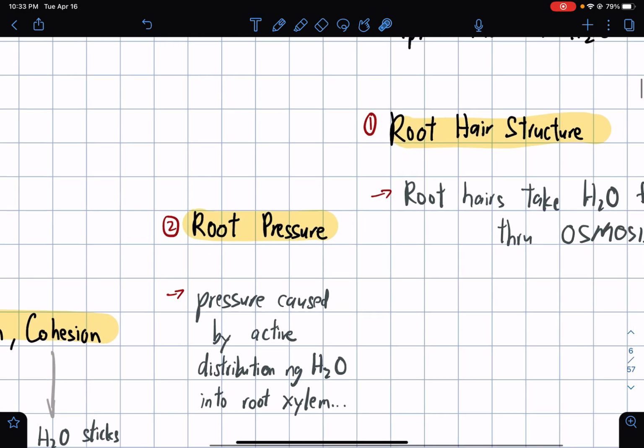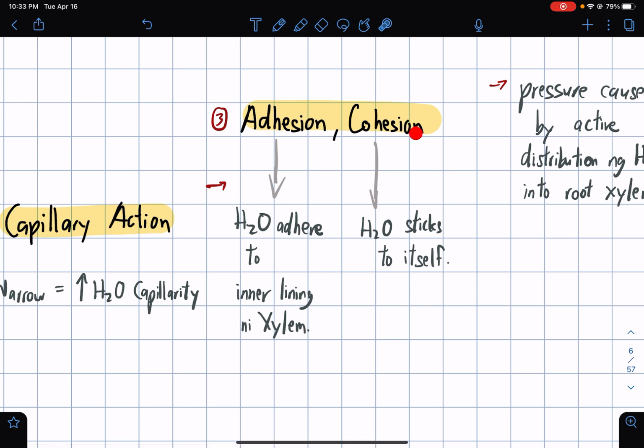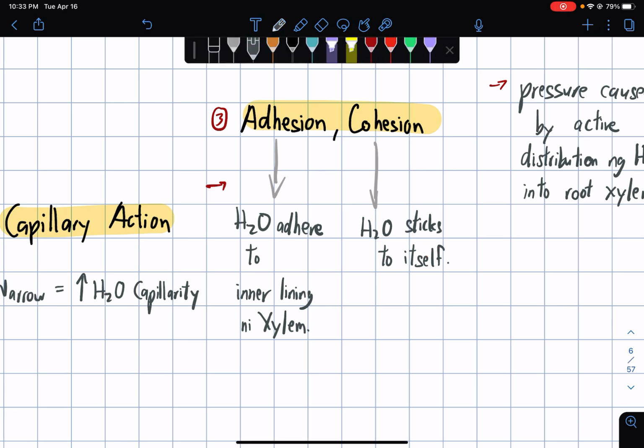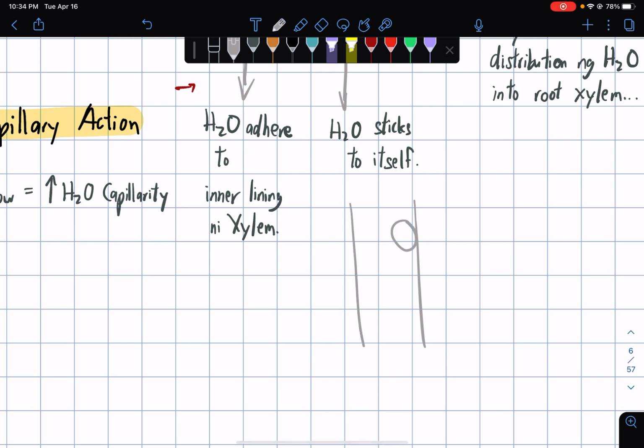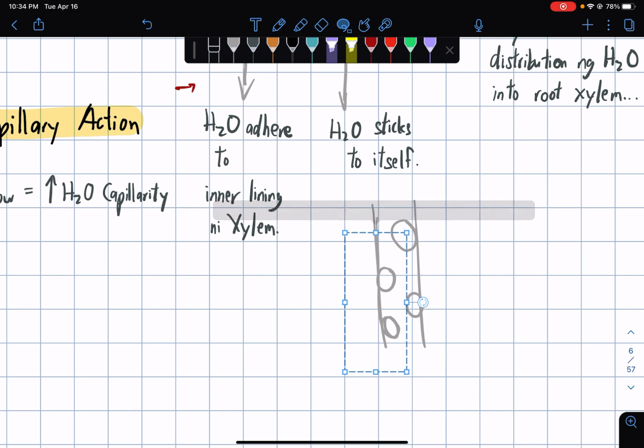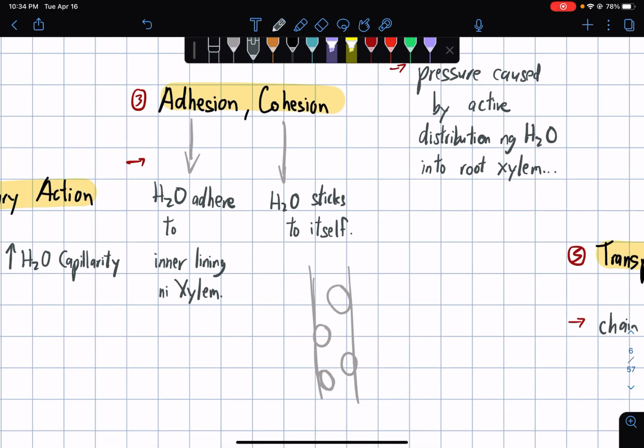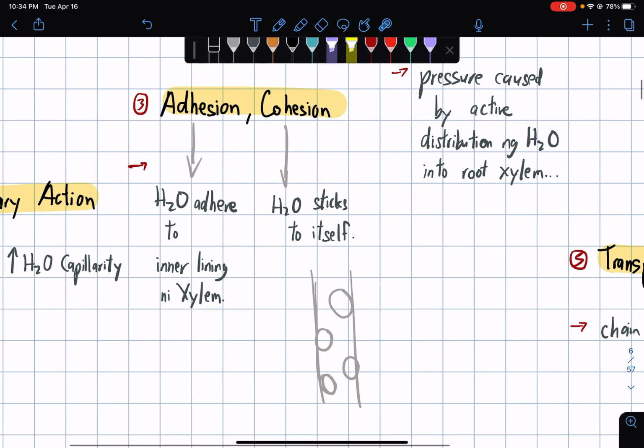Okay, basically there's pressure. Adhesion and cohesion. For cohesion, basically water sticks to itself. We all know that H2O is like this: the atoms of H2O, hydrogen and oxygen, the three of them stick together. For adhesion, there is a tendency for water to adhere to the inner lining of the xylem. Let's say this is the xylem. The water molecules adhere to the walls, the inner lining. And the narrower the xylem, the higher the root pressure, and the better chance for them to exhibit adhesion.